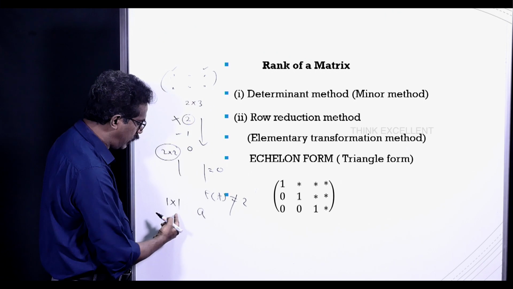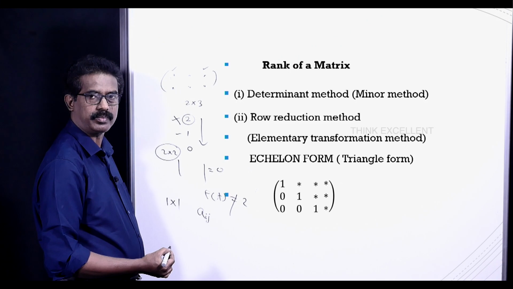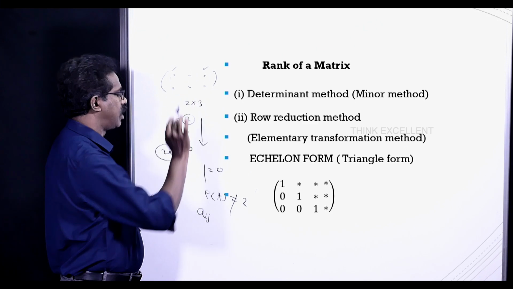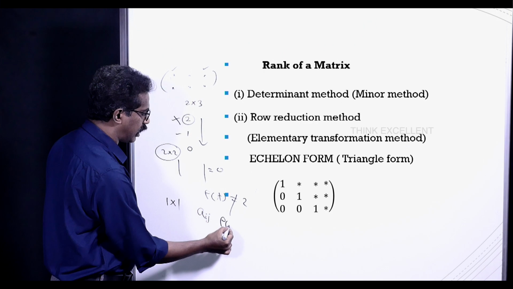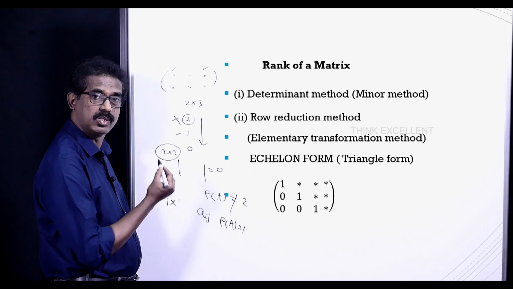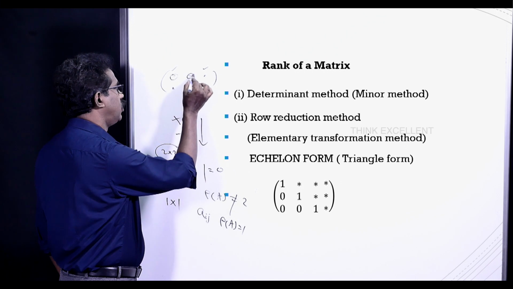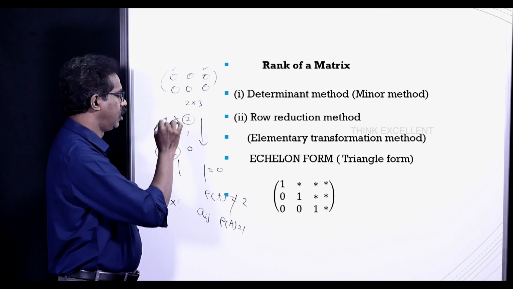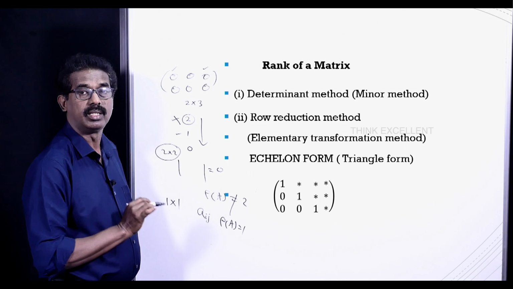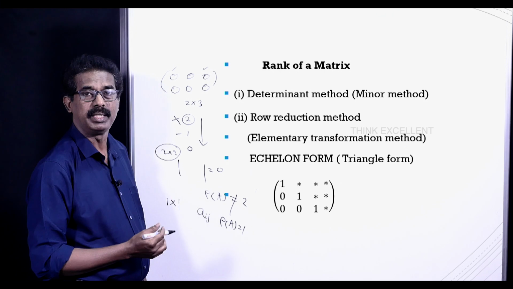Or we take it as Aij. At least one element not equal to 0, then you say the rank is equal to 1. At least one element not equal to 0, we say the rank is 1. When do you say the rank is 0? If all the elements are zeros, we say the rank is equal to 0. Okay, so like this you can find rank using determinant method, or another name is minor method.